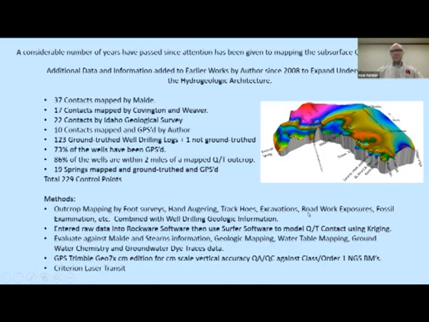Some of our methods were just foot surveys, hand augering, literally trackhoe excavations, road work exposures, fossil examinations in outcrops, and we combined that with the well drilling information, entered that into RockWare software and Surfer software to create the information and produce a surface, subsurface, and then used that to evaluate against Harold Malde and Harold Stearns and geologic mapping, as well as water table mapping, groundwater chemistry, and groundwater tracer tests to see how close it matches. And we also used high accuracy, vertical accuracy GPS, and laser transit.